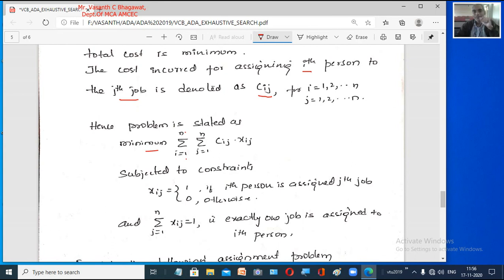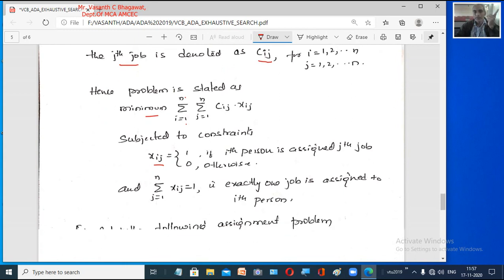Now what is the constraint for this particular problem? There are 2 constraints here. The first one is xij. Xij is equal to 1 or 0. That is, if the ith person is assigned the jth job, that means, what we are told, you can assign only one job, right? See, once you assign the ith person a jth job, then that job cannot be assigned to some other person.